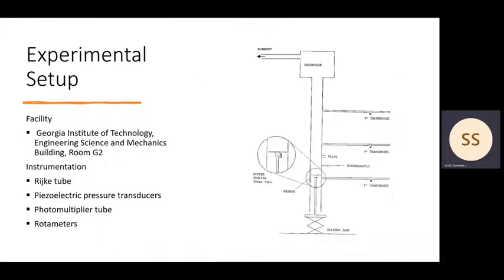In the Engineering, Science, and Mechanics Building Room G2, we set up our experiment. The instrumentation used for this experiment was a Rijke tube, a piezoelectric pressure transducer, which was used to monitor acoustic pressure fluctuations, a photomultiplier tube, which was used to measure radiation emitted by the flame, and a rotameter, which was used to measure fluid flow rates. For this setup, 3 piezoelectric pressure transducers were placed at 18-inch intervals along the tube, and 1 photomultiplier was used.